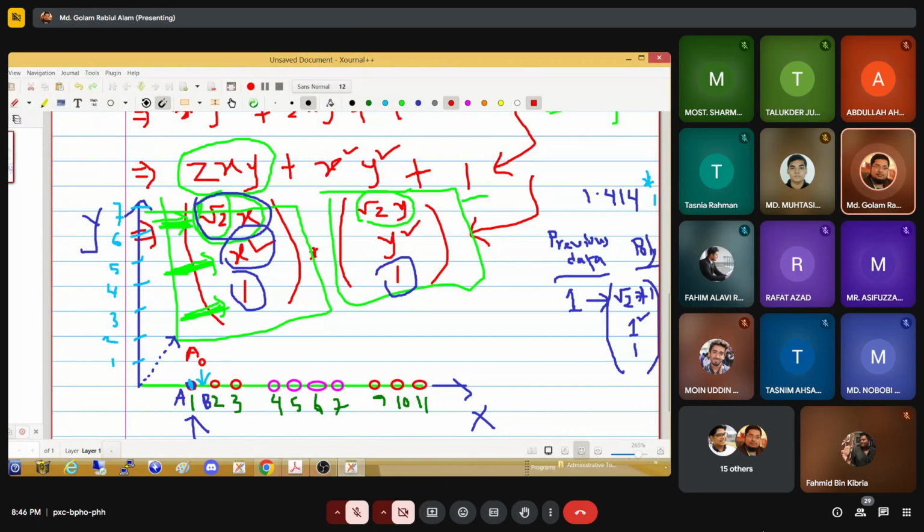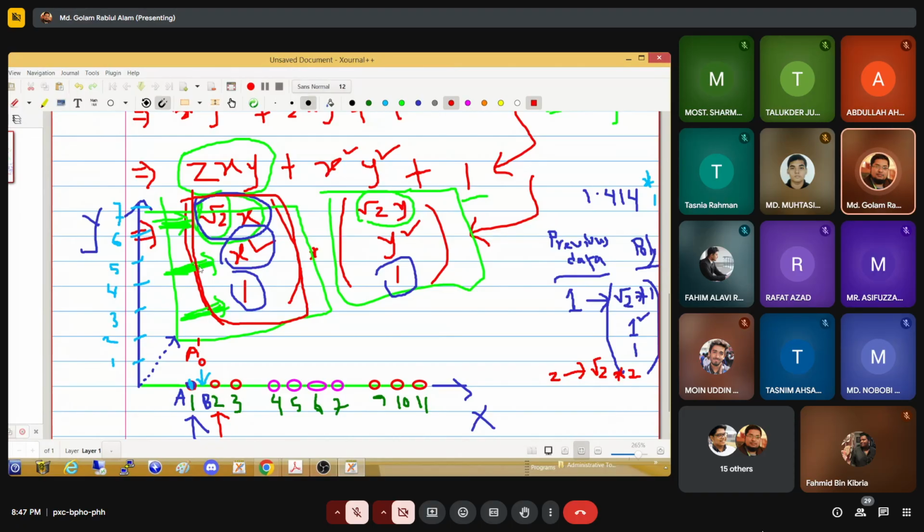Let's say this is A prime, after transformational augmentation. And then how about the B? The B is 2. Previously it was 2, but now we have to think about the transformation utilizing square root of 2 times x. The x is now 2, so we will get 2 root 2.